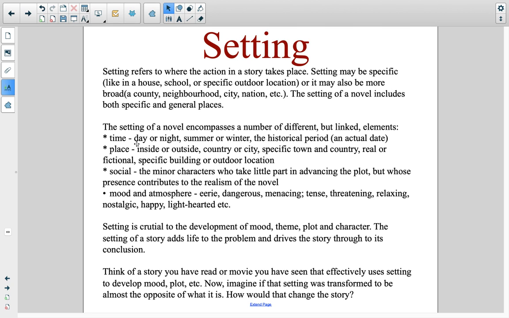So there's time, day or night, summer or winter, or if it's an actual historical period. There's where it takes place, the place. Is it inside or outside? Is it in the country or the city? Is it a specific town or country? Is it real or is it fictional? That means not real. Is it a specific building or outdoor location?